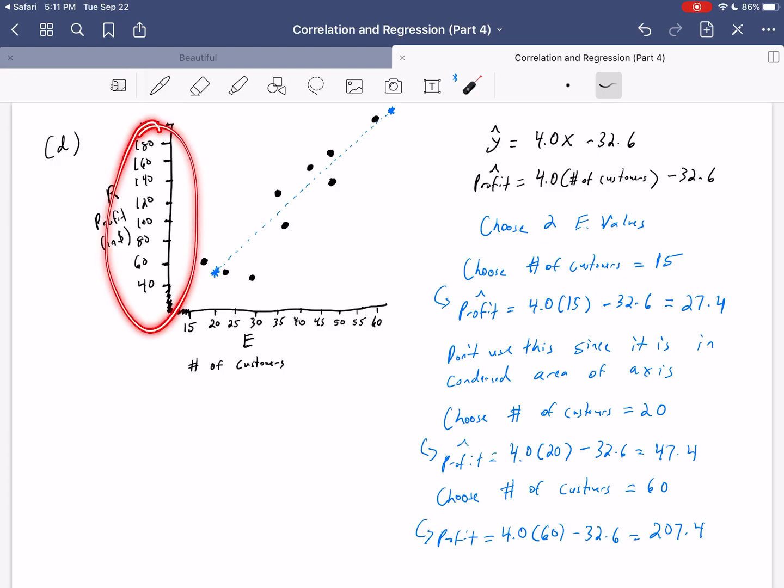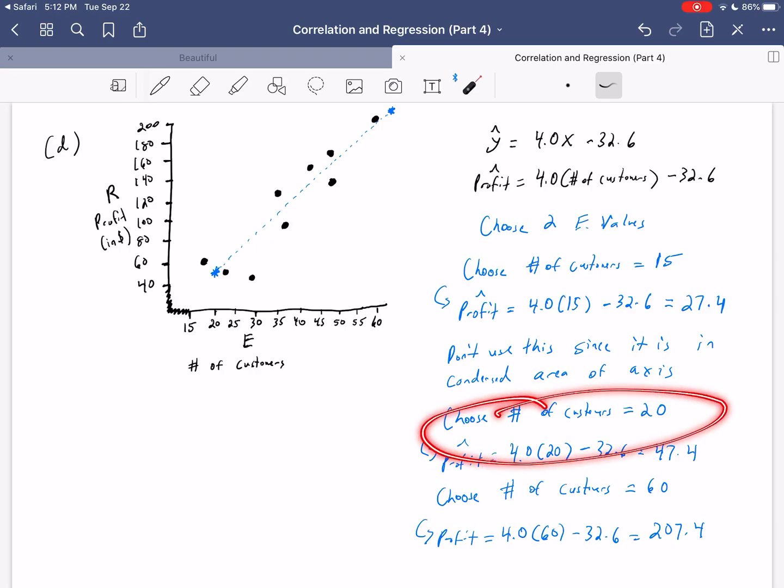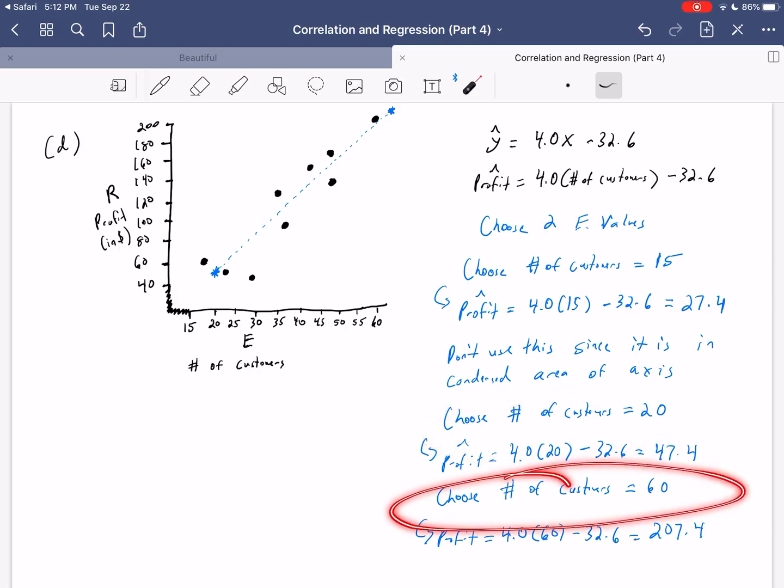Of course, we could have redrawn the axis and had a different scale, and it wouldn't be an issue. But I just wanted you to see that if you do have a predicted value that lands in this condensed section, you don't want to just go ahead and graph that because the scale will be off, the point will be in the wrong location. So we just went ahead and recalculated for a different explanatory. We chose this explanatory, and then we were able to connect those values.